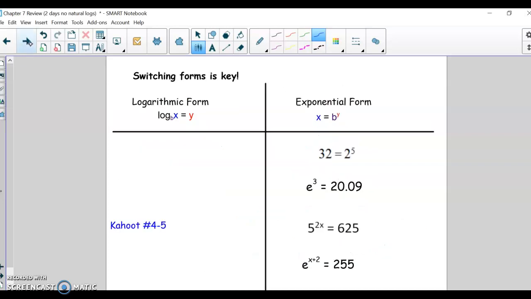Okay, try some going the other way. These ones start in exponential, and you've got to switch them to log. So pause the video and give them a shot.